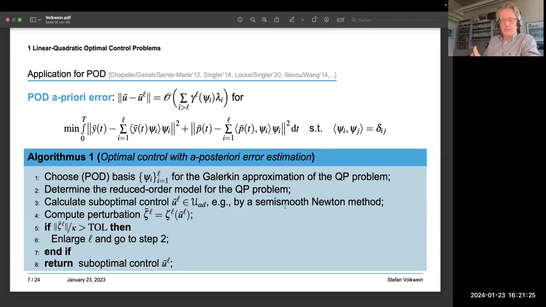This depends, of course, on the basis you have chosen. So we want to estimate: is our suboptimal control good enough? For that, we have the error estimation.